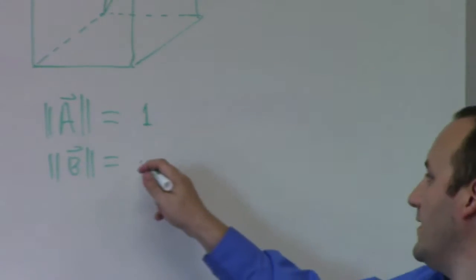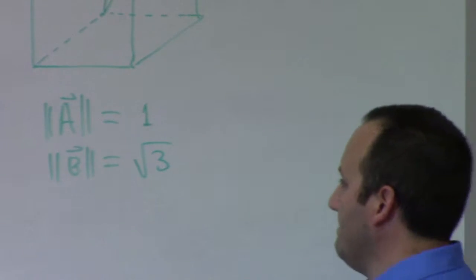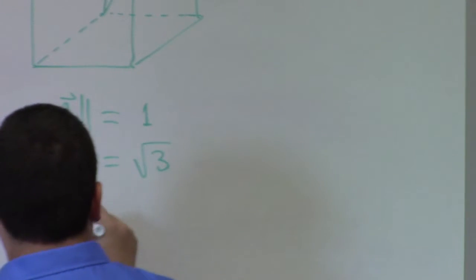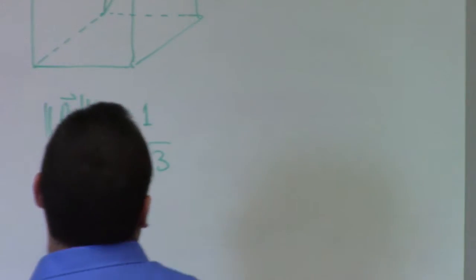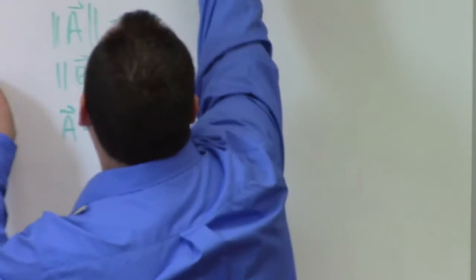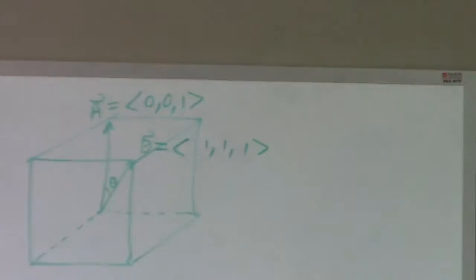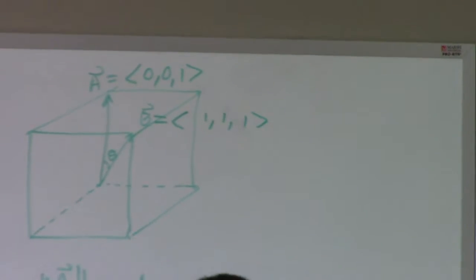Square root of 3, right? What's A dot B? Let's see here, to do the dot product, 0 times 1 plus 0 times 1 plus 1 times 1, it's equal to 1.